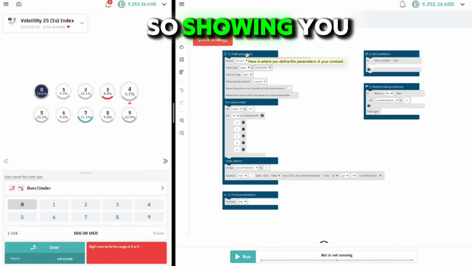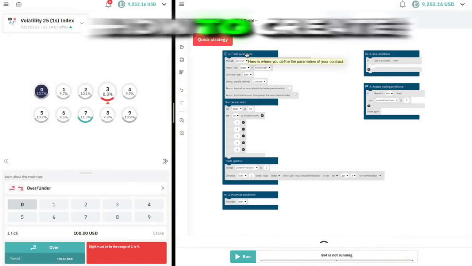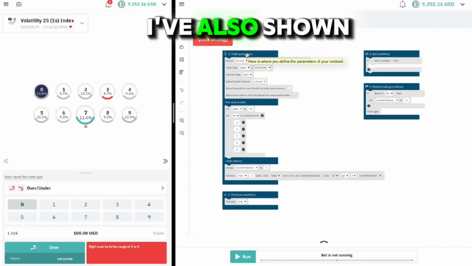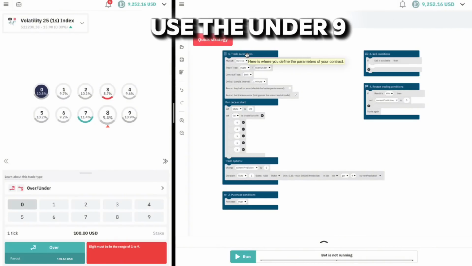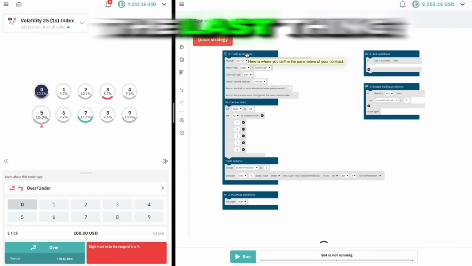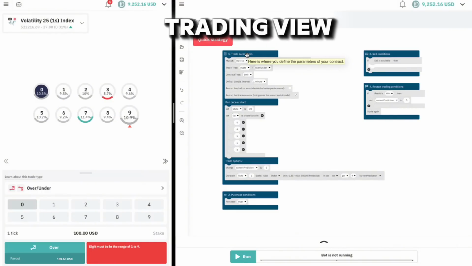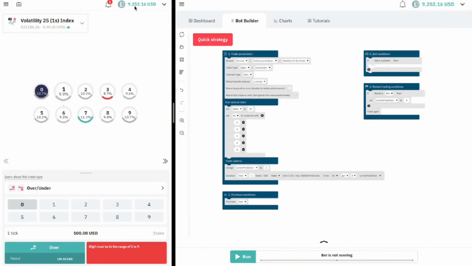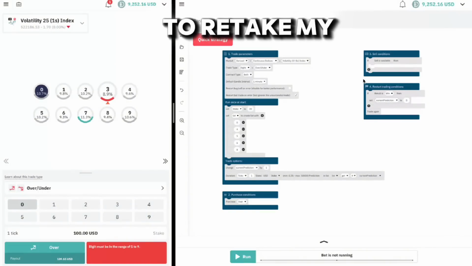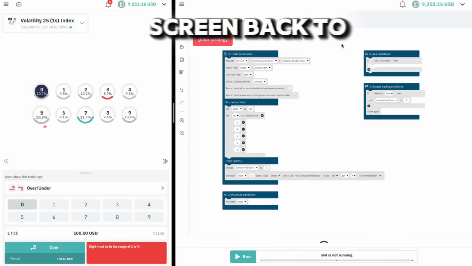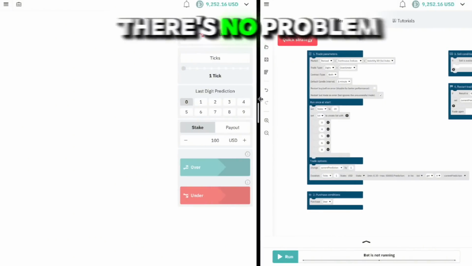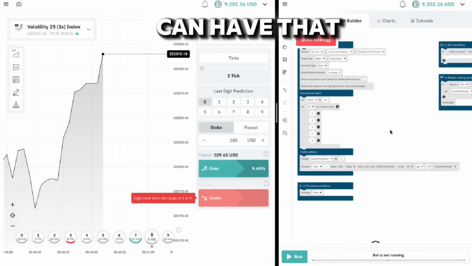So I've shown you how to import a bot. I've shown you where to get the bots and how to create them. I've also shown you how to use the under 9 and over 0. The last thing I'm going to show you is TradingView and the indicators. So allow me to retake my screen back to the full, or we can just use it as it is. There's no problem. So we can have that there.